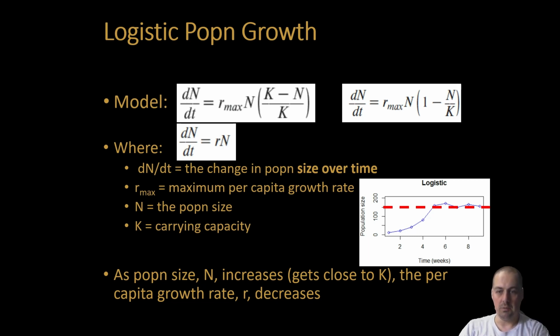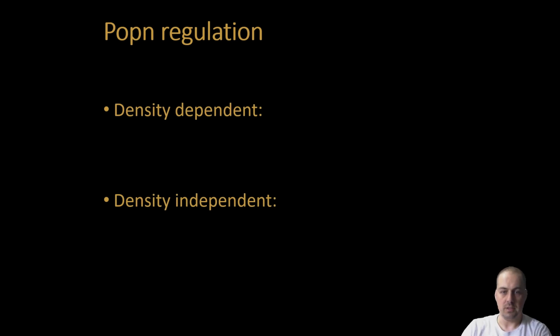So I'm going to talk a little bit more about population regulation now. So the idea of population regulation is that populations are regulated or kept in check by external factors. These can be broken into two categories, density dependent and density independent. Before I get to those, I'll just mention that density is going to be proportional to size. So as your population size increases, density will also increase.